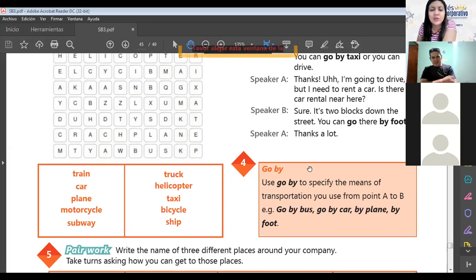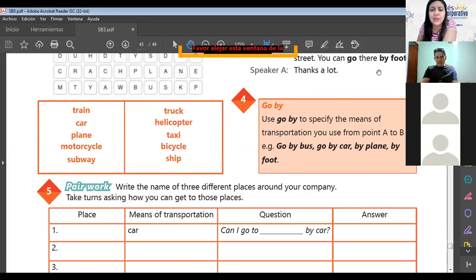The use of go, okay. Use go by to specify the means of transportation you use from point A to point B. Example, you go by bus, you go by car, you go by plane, or you go by foot. You can go to the park by foot. You can go to your job by bus. You can go to the beach by car. You can go to United States by plane. Okay? So that is the way we use go by. It's not go be, it's go by. To be specific, the specific transportation that you are using.